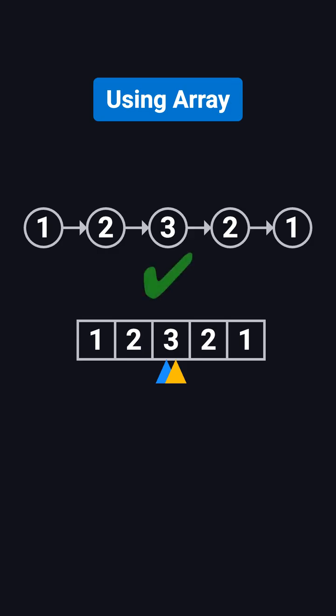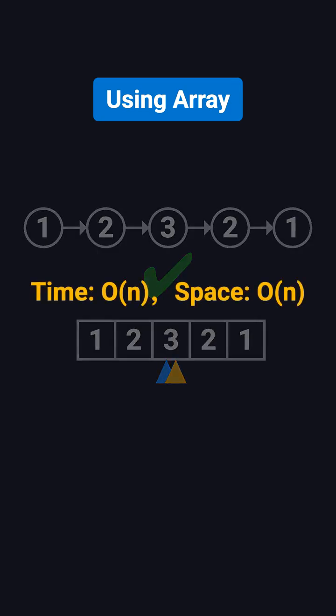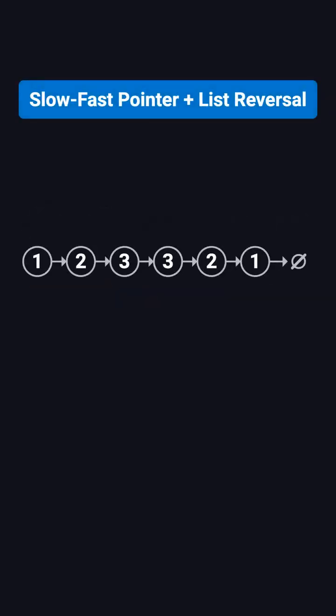This method is very intuitive. The time complexity is O(n), but the space complexity is also O(n), because we need the extra array. So, is there a more efficient way? Yes, one that only uses O(1) extra space.